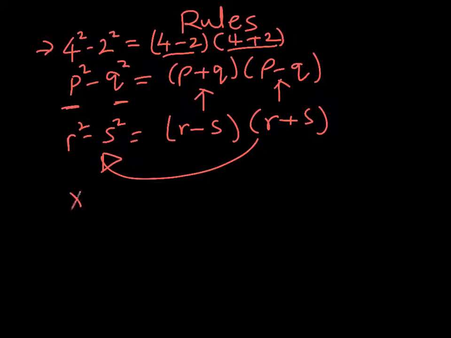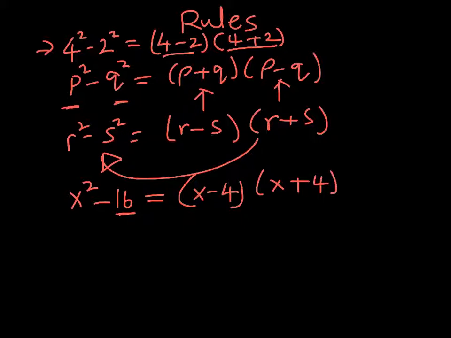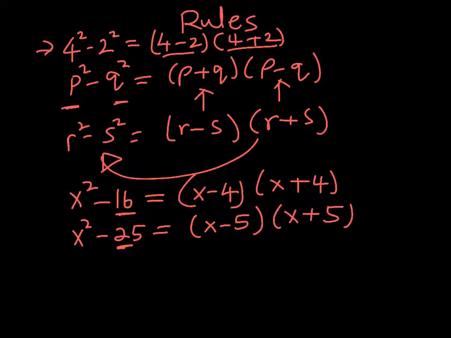So x squared minus 16 is an example of difference of squares. So if you want to write this, we're going to write this as what? X, remember 16 is 4 squared, so x minus 4 into what? X plus 4. Okay, what about x squared minus 25? What would that be? We know 25 is actually 5 squared, so we can write that as x minus 5 into x plus 5. So the difference there is that the two of them have different signs.